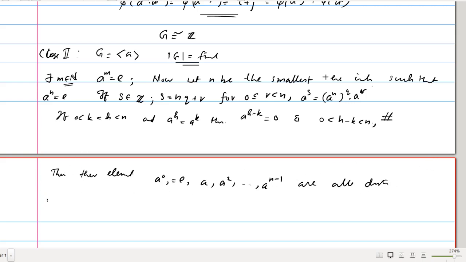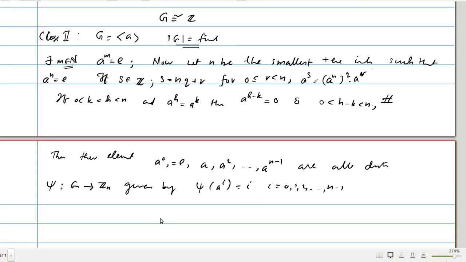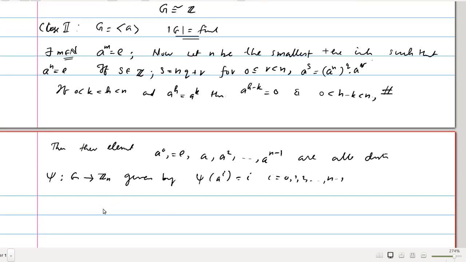Okay. Now we define a map psi from G to Zn, given by psi of A raised to I is equal to I, for I equal to 0, 1, 2, up to N minus 1. So this forms an isomorphism between G and Zn. Therefore, G is isomorphic to Zn.